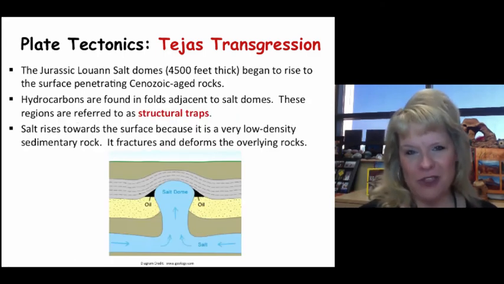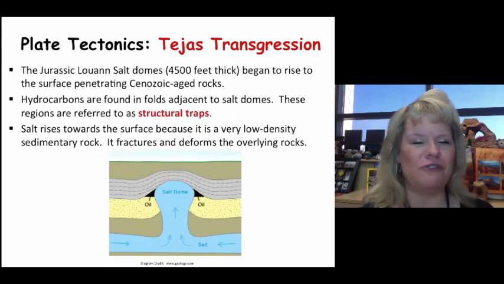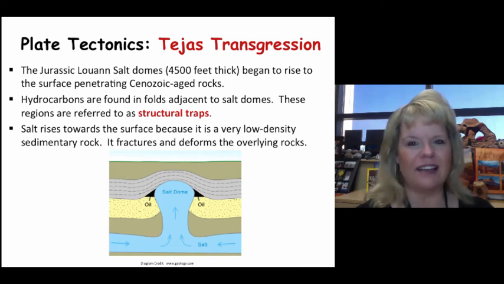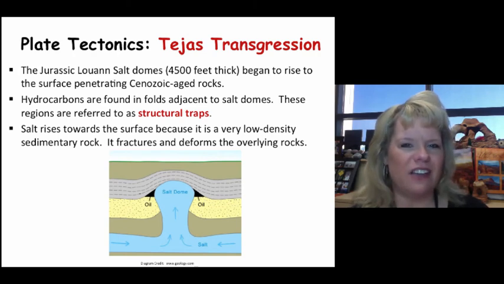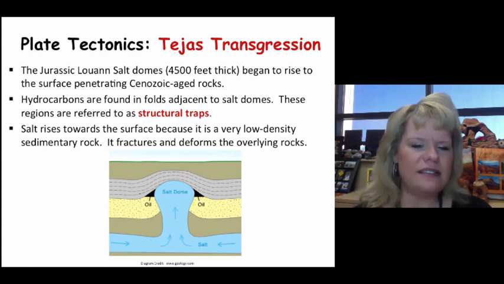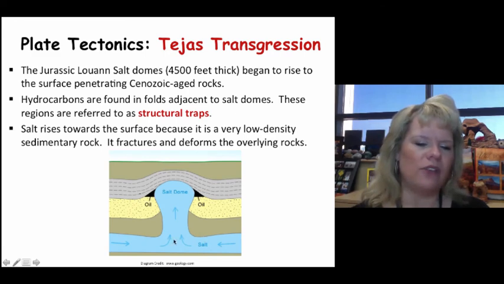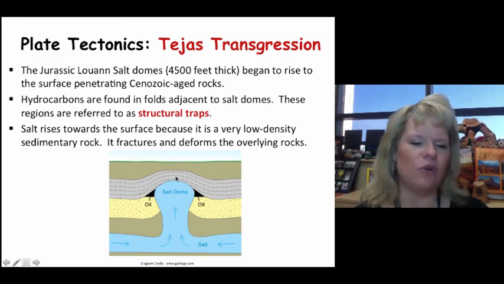So we need to talk about the Louann salt domes. Remember, those are Jurassic in age, and they're up to 4,500 feet thick. So here's how this works. Salt is kind of a funny thing, especially when you get a huge accumulation of it. It will start to rise because it's very low density, and as it rises, it fractures the rocks below it. So here's your rock layer down here from the Jurassic, and it's going to run through all these younger rock layers like Cretaceous and Cenozoic.